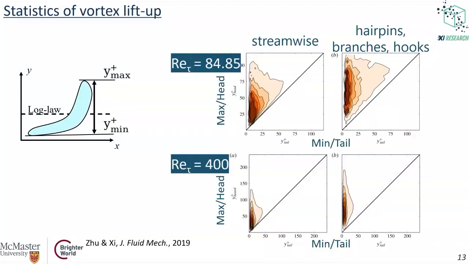The way we do that is we look at the y position, the wall-normal position, of a vortex between the upstream end and downstream end, and we plot that into a kind of joint PDF diagram. If the vortex is lying flat, it will spread along the diagonal. If the vortex is lifting up, it will spread along the vertical line. And you can see that for streamwise vortices, you have both lifting-up vortices and lying-flat vortices, whereas for the three-dimensional vortices, they're mostly lifting up. So that's also very much consistent with what we know.